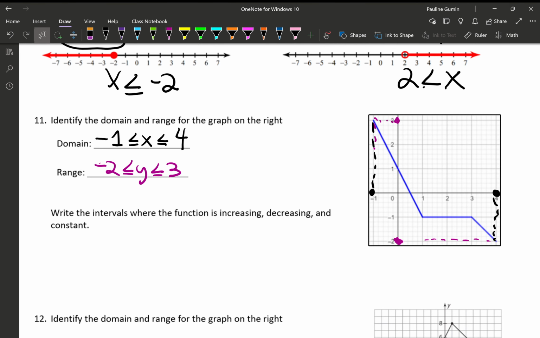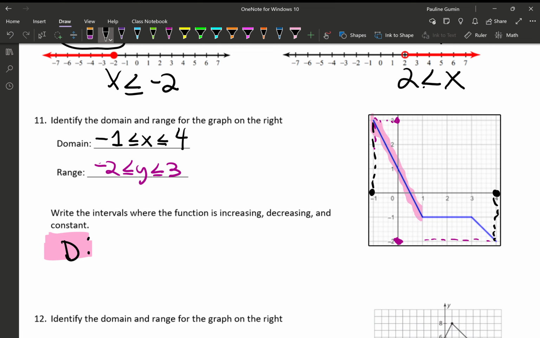Perfect. All right. Let's write the intervals of increasing, decreasing, and constant. Now, how do we figure that out? What I like to do is I will put my pencil on the left side of the graph, and I will just trace. So I'm going to trace until my finger changes direction or there's like a turn. So there, I stop because it's going to become flat. But what was happening as I was going left to right? It looked like I was going down.